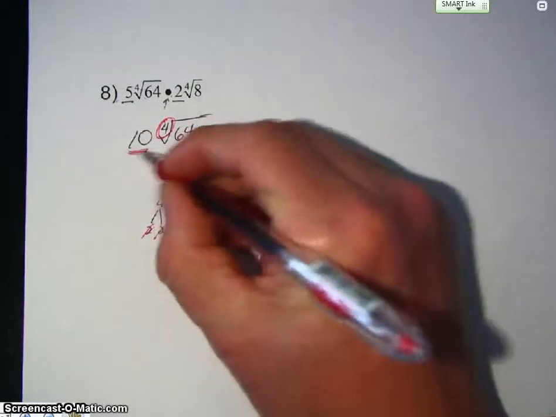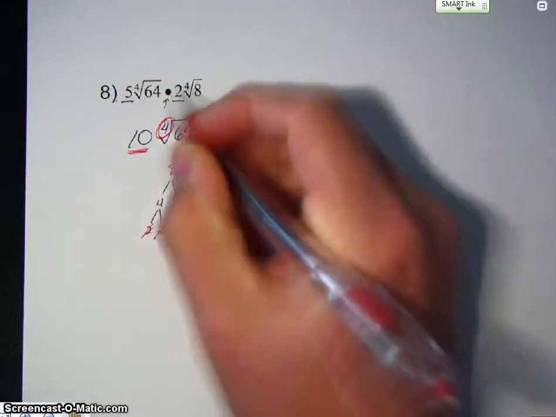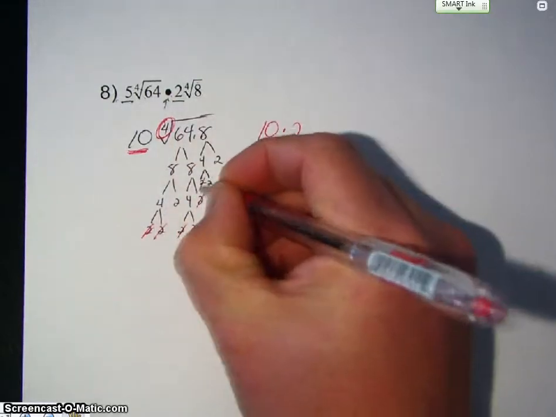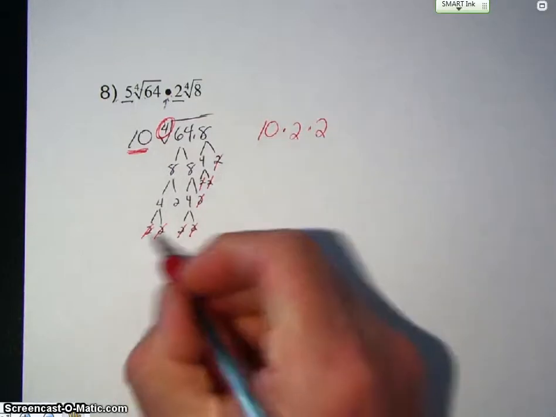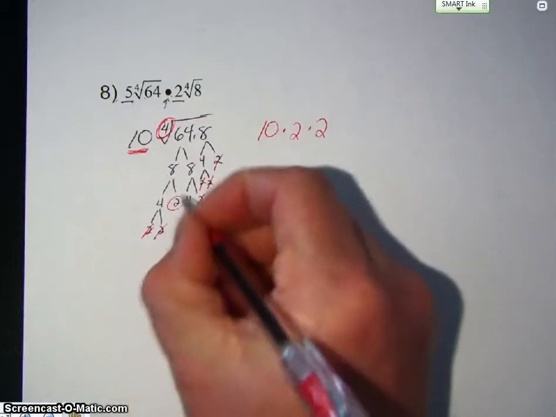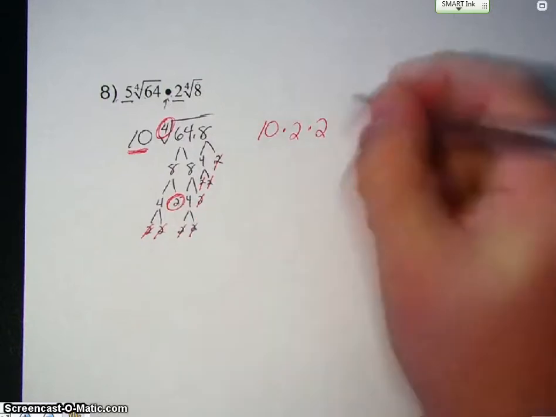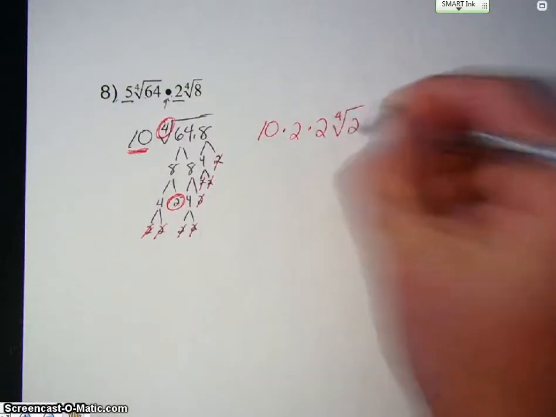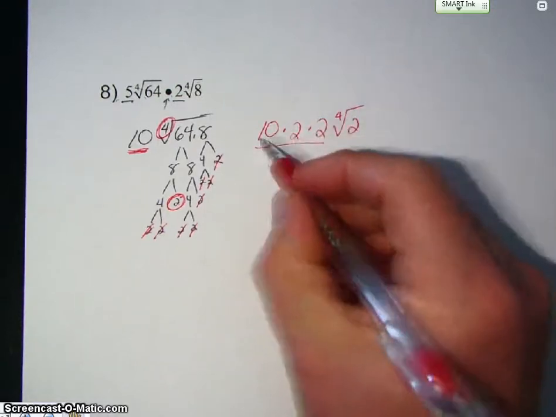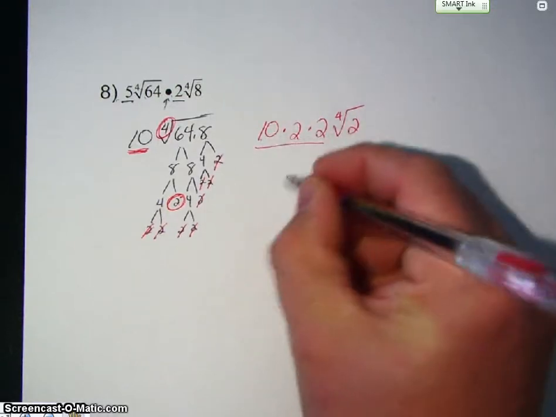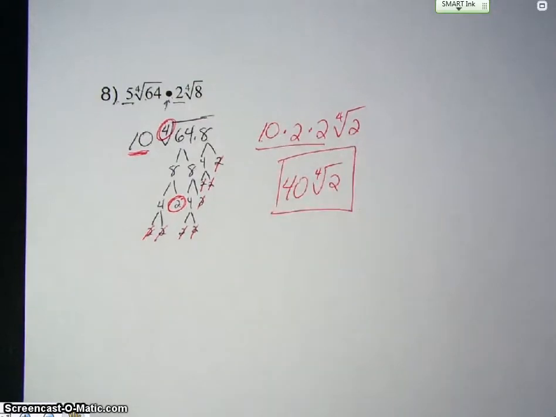Now there's a 10 out here already. So I'm bringing 2 out. Let's see here. We got 1, 2, 3, 4. So another 2 can come out. If you notice, here's a 2 left over right here. So that means I have a 4th root with that 2 left over. So what's on the outside, just multiply them. 10 times 2 is 20, times 2 is 40. And there's your answer.